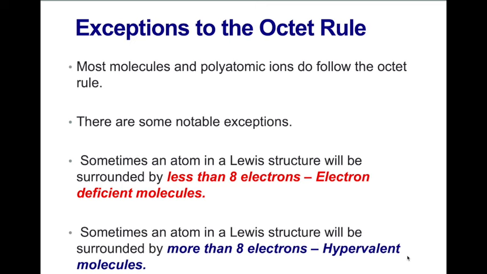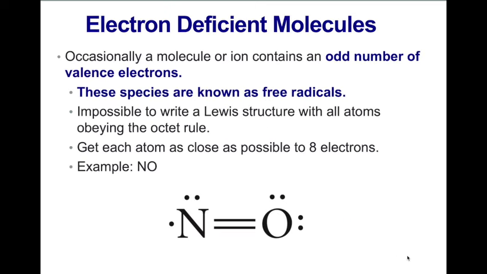Okay, so now that said, we have these exceptions. Most molecules are going to follow the octet rule. Most atoms are going to follow it. But the ones to watch out for are called electron deficient if they've got less than 8, or hypervalent. Hyper means more than, or lots of, so lots of valence electrons. And we've got possibilities here in terms of electron deficient.